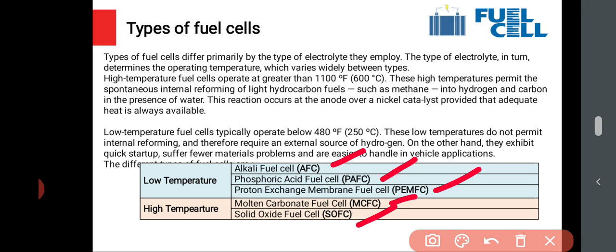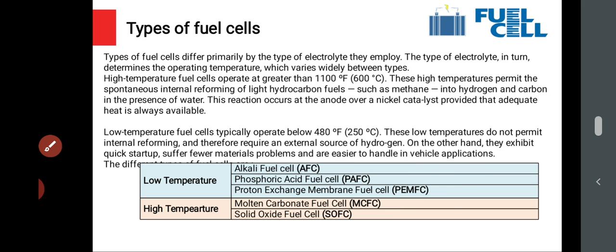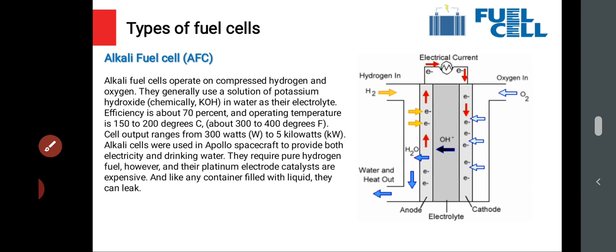In the subsequent slides, we will be discussing these 5 types of fuel cells and their basic principle of operation. Now, first comes the alkali fuel cell. This is the diagram of an alkali fuel cell. As electrolyte, we use potassium hydroxide in water. The efficiency of this fuel cell is around 70%. Operating temperature is 150 to 200 degrees centigrade, and the cell output range varies from 300 watt to 5 kilowatt.